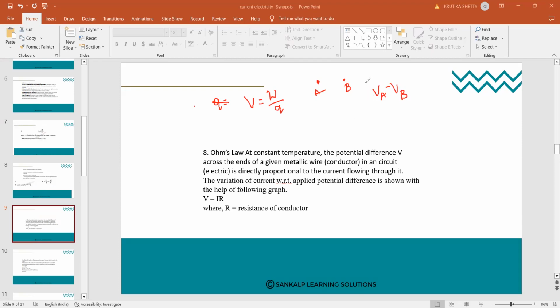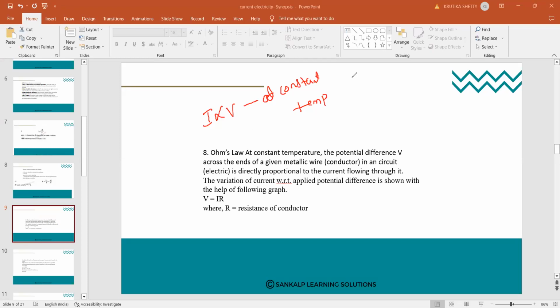So till now we have discussed the electric current and the potential. Now what is the relation between this electric current and the potential? The relation is given by I is directly proportional to V. I is directly proportional to V. Here we will specify one condition: at constant temperature. So how can you define Ohm's law here? At constant temperature, the electric current is directly proportional to the applied voltage. Correct?